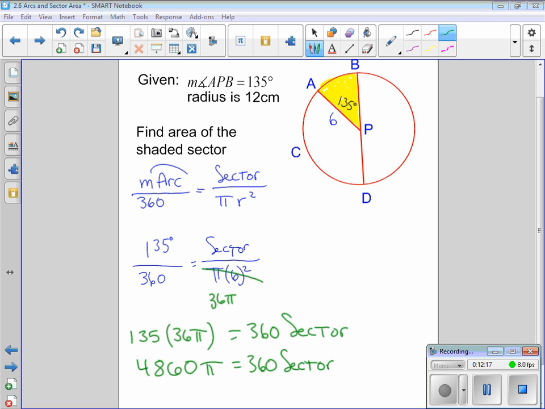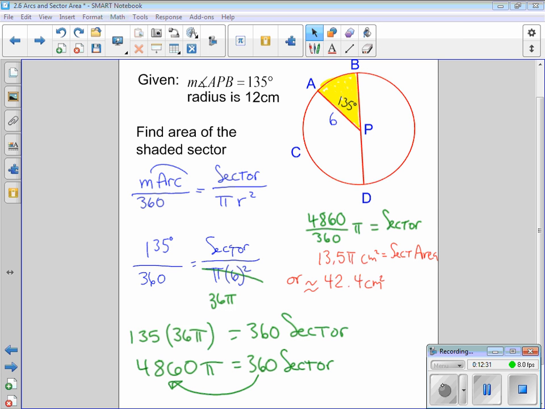Just like that. So now what I'm going to do is divide both sides by 360. And like in the previous problem, I'm going to take that 360 and divide it only into that first part, the number part. That'll keep the pi from coming into the problem. I'll just put the pi off to the side. Okay, so after I do that, 4,860 divided by 360, I get 13.5 pi centimeters squared. Don't forget your units there, okay? It'll be wrong. And this is approximately equal to 42.4 centimeters when I multiply it through by pi.